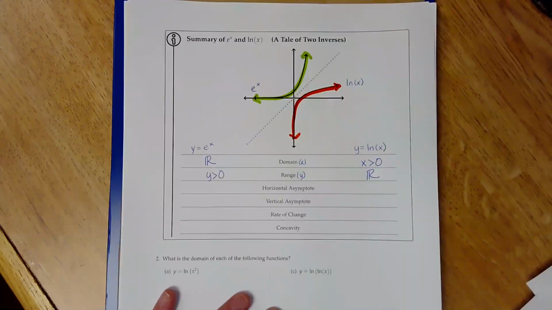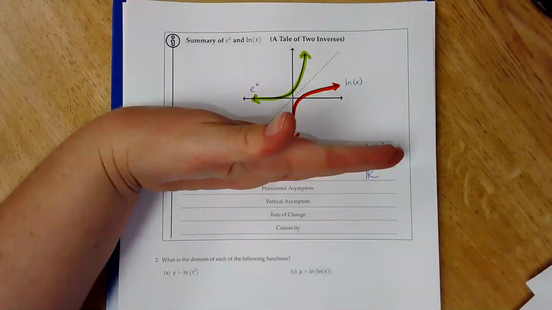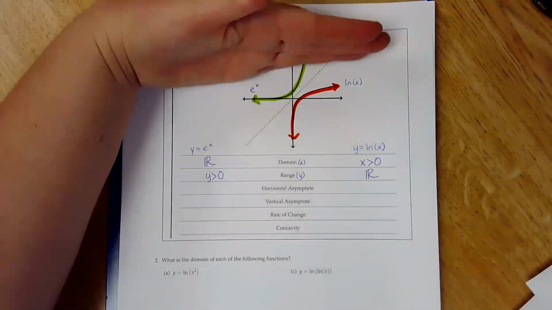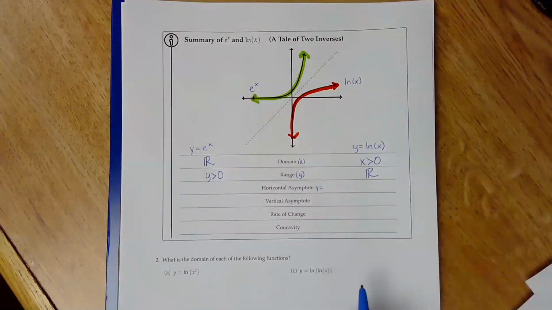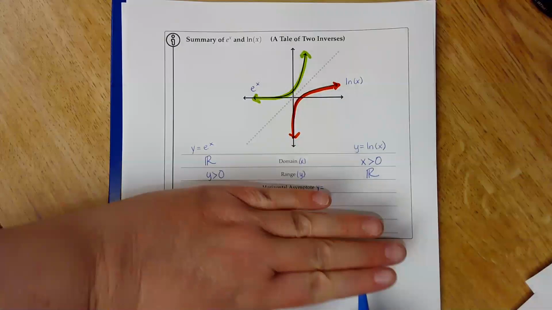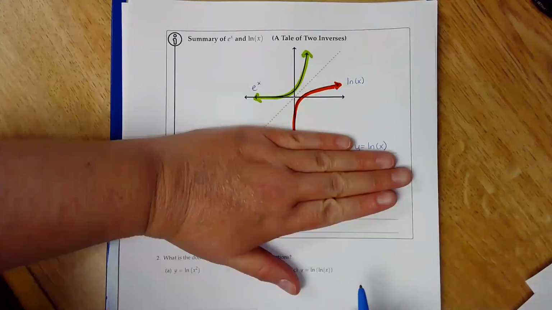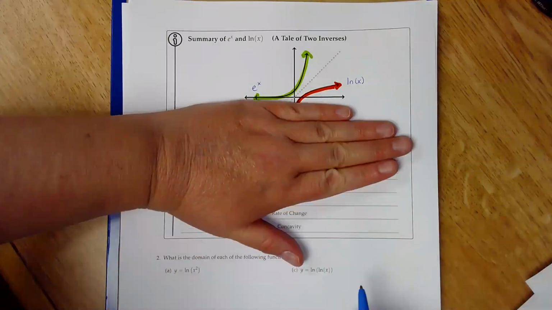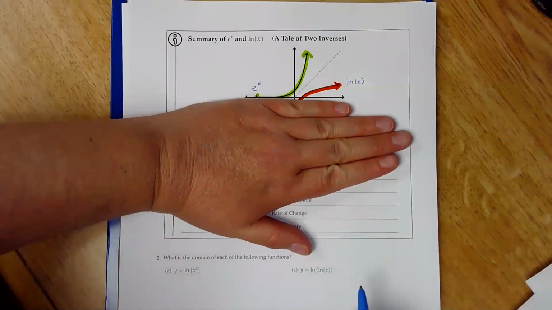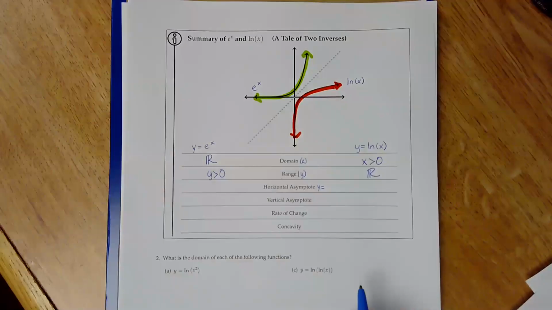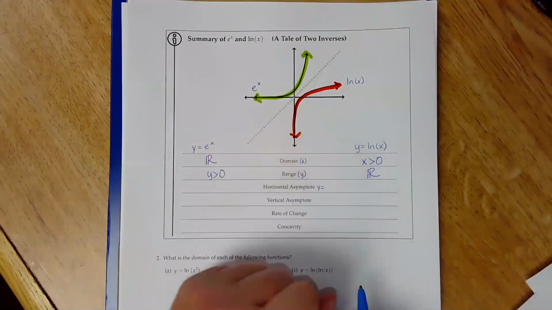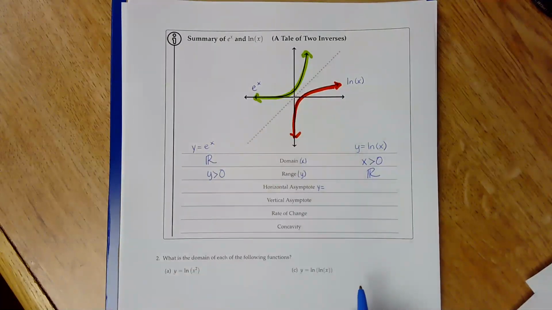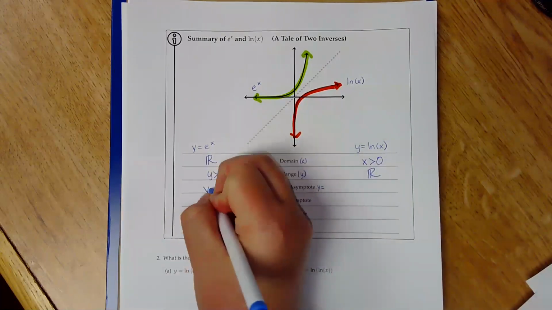Our horizontal asymptote, so a horizontal line goes this way, and it's going to have the equation y equals something. So let's look at e to the x. As I move along here, is there a spot where it looks like my function is going to get really close to a horizontal line? And there is. So we look at this tail end of e to the x over here. We see that it's getting really close to the x-axis, or in other words, y is equal to 0.